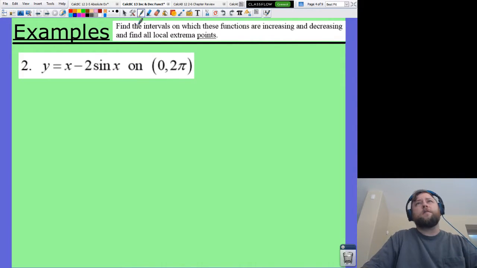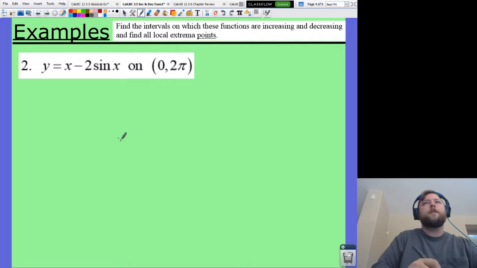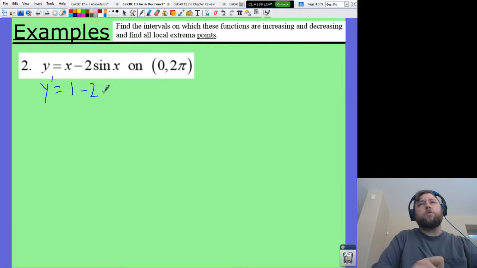Taking this example. Find the intervals in which these functions increase, decrease, and the local extrema points. That means relative mins and maxes. So first thing I'm going to do is take the derivative. That's your first step. It's going to be 1 minus 2 cosine of x. And you're going to set that derivative equal to 0 or does not exist. In the case of this function, this will never be does not exist. So I'm going to say 0 equals 1 minus 2 cosine of x.